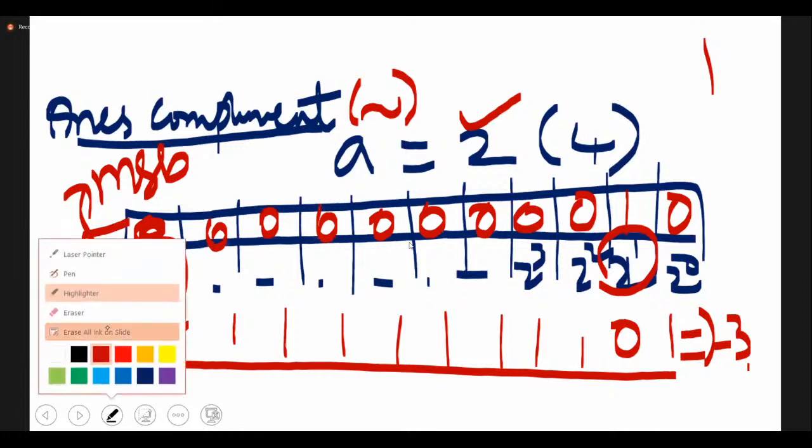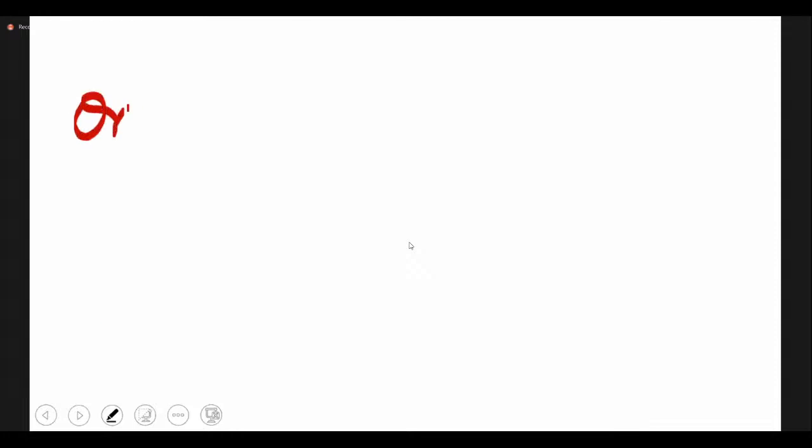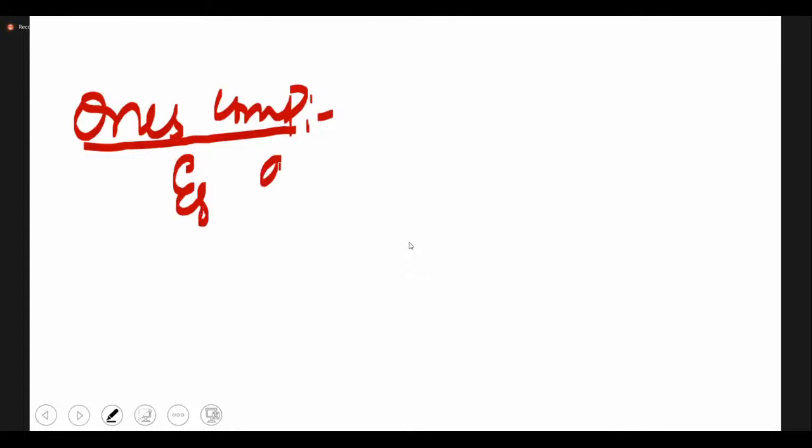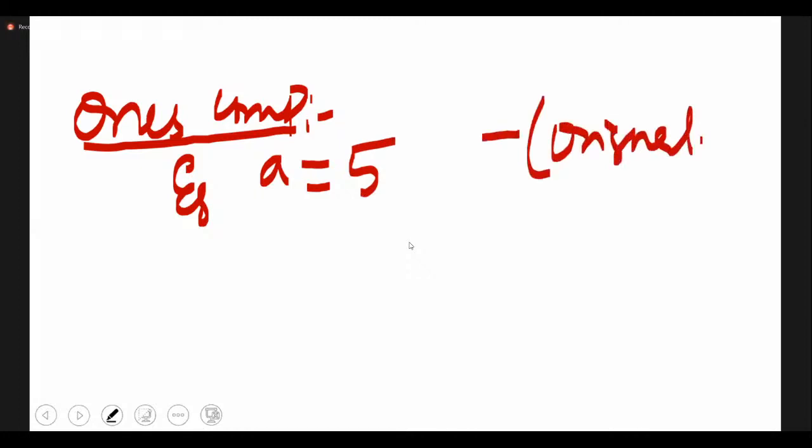So you don't go into much detail, but when you give an example of one's complement, you write the definition: invert ones to zeros and zeros to ones. For example, I have an input a is equal to 5. What should be our output? It is minus of original number plus 1. This is the formula for one's complement. This minus is talking about your sign inversion. If it is positive, it is inverted to negative. If it is negative, it is inverted to positive.